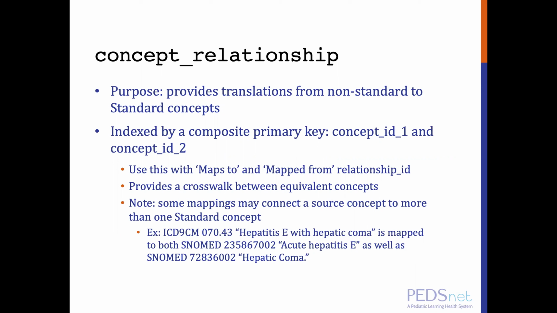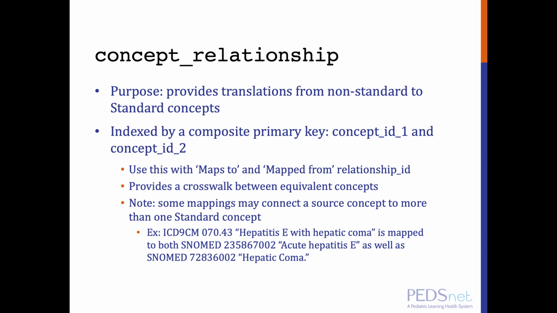There is a table provided by Odyssey called Concept Relationship. It provides translations from non-standard to standard concepts. You can use this for diagnoses. You can use this for medications, maybe not so much for labs and procedures. And it's indexed by a composite primary key of the concept ID 1 and 2. And you use this with either a maps to or a maps from relationship ID, which you'll see on the next slide. And this is a crosswalk between equivalent concepts, non-standard to standard.